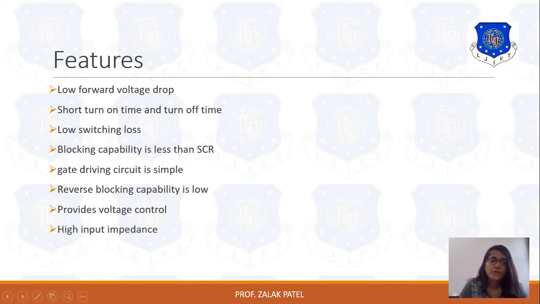Obviously, it has high input impedance. This high input impedance is due to the MOS gate structure of the device. This can also be asked as a 1 mark question: why does it offer high input impedance? High input impedance is because of its MOS gate structure.